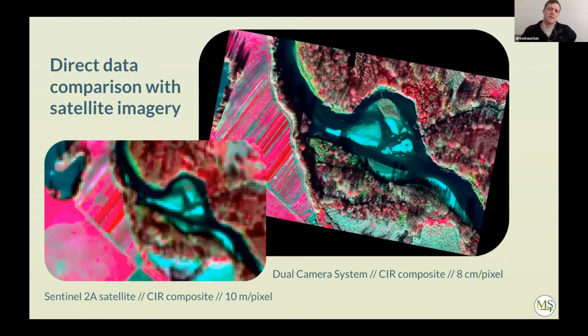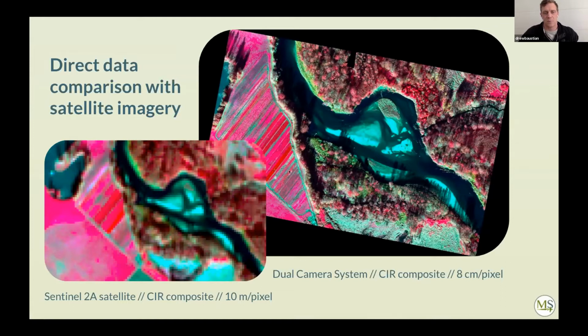This is just an example of how you can use the dual camera system to correlate very well with satellite data. The one thing that jumps out when you look at this is the difference in the spatial resolution, right? The Sentinel data is of course much more coarse. It has much larger pixels versus ours. You're looking at pixels that are a meter or more in size versus ours, which are 8 centimeters per pixel.